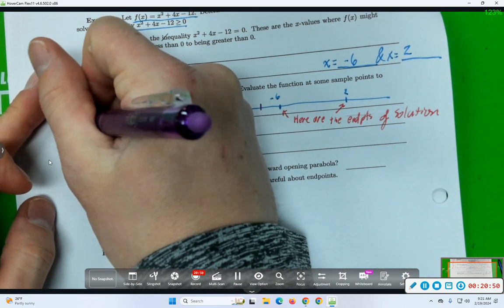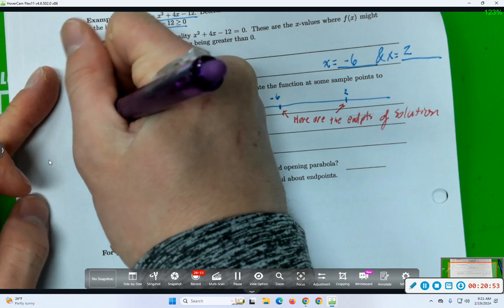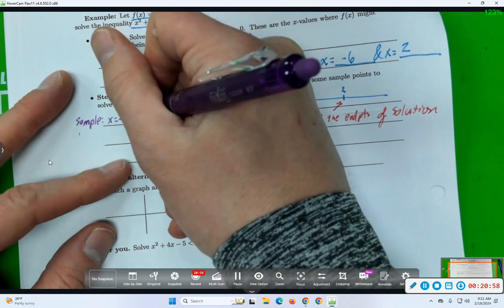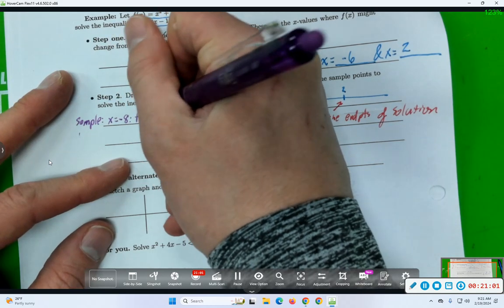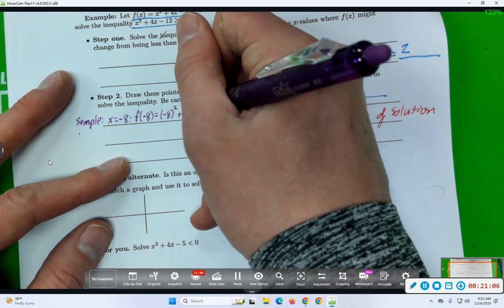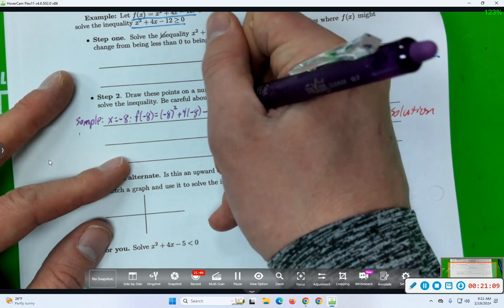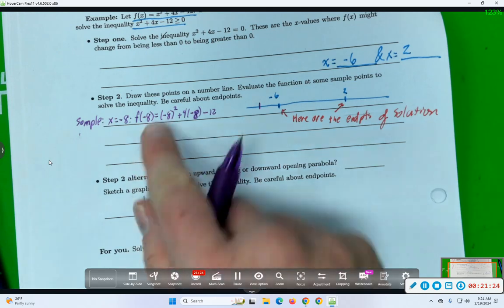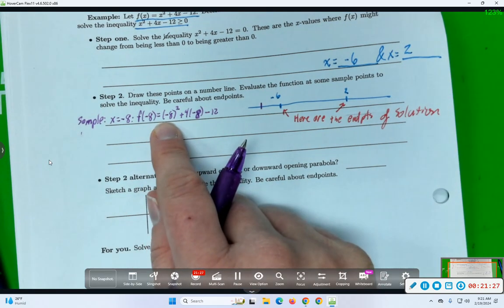So let's pick the sample value x equals -8 and plug it in. We'll get f of -8 equal to -8 squared plus 4 times -8 minus 12. And all I need to know is, is the result going to be positive or negative? And maybe it's not quite easy enough to tell yet, but let's just simplify it a little bit until you're convinced whether it's positive or negative. Let's see, -8 squared is positive 64.